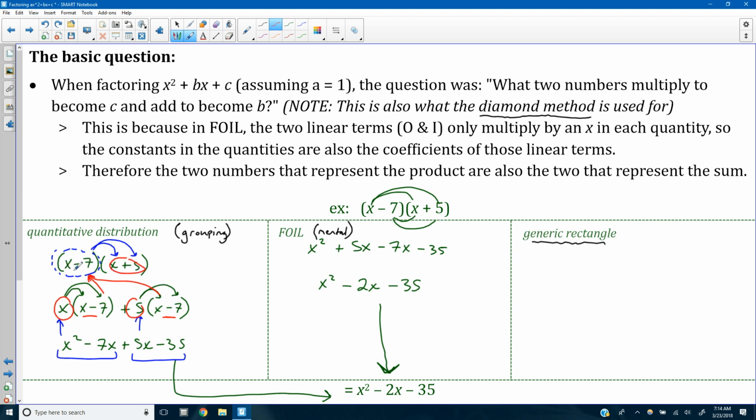Just like I've distributed this x minus 7 into this x and this 5. That is the idea of factoring by grouping when we go that way. You will be sure to see that again. I just wanted to point to it now.